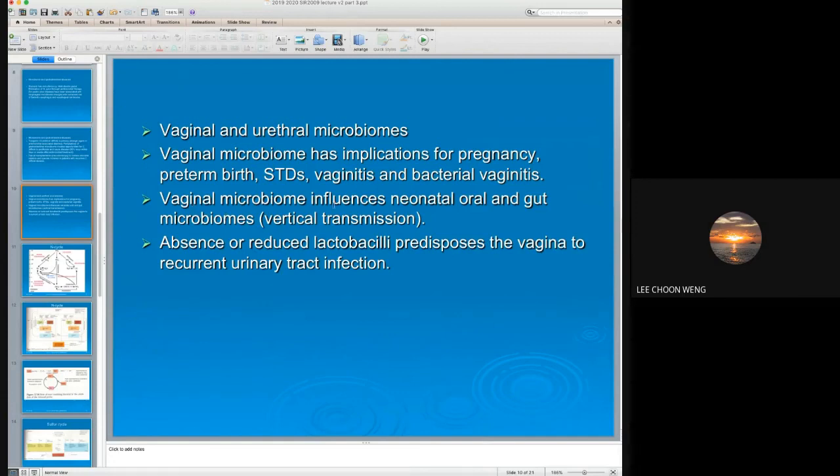The vaginal microbiome also influences the neonatal oral and gut microbiomes through vertical transmission. This occurs during the process of giving birth, as the baby passes through the vaginal tract. The baby is coated with the microbiome.